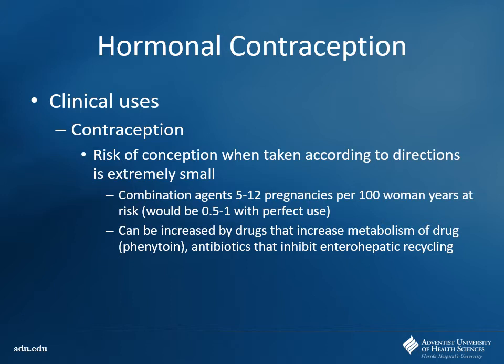Okay, that's that enterohepatic recirculation. If you interrupt that, you can decrease your levels of estrogen, and that can potentially lead you to have an ovulatory phase and potentially have a pregnancy. So that's why theoretically we say, hey, if you're going to be on antibiotics, we would recommend you being on some sort of backup contraception.